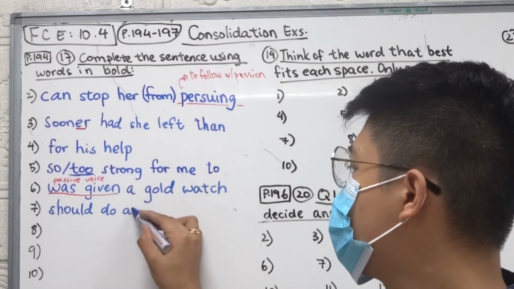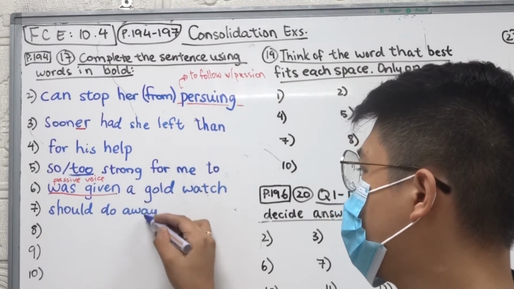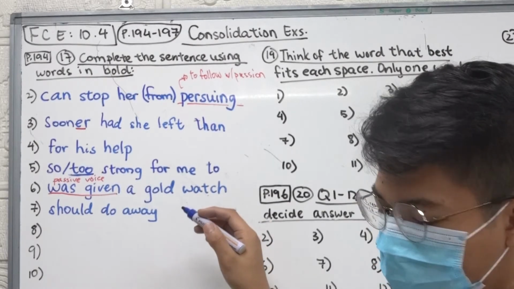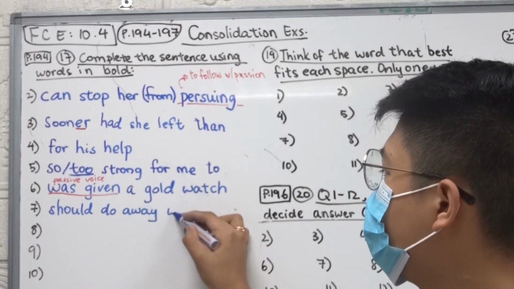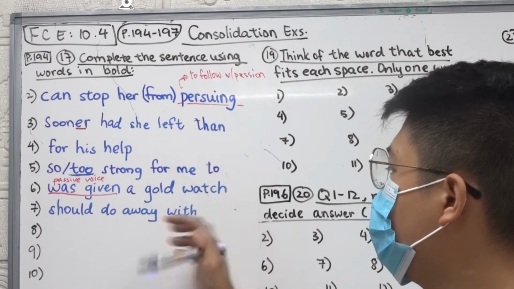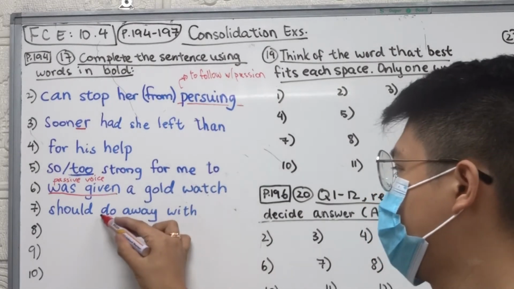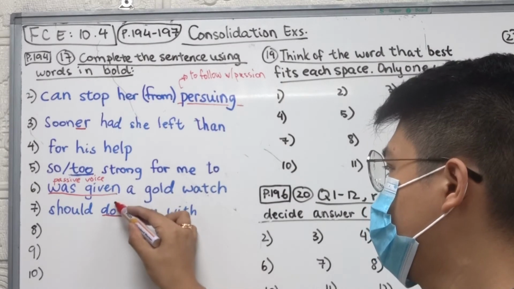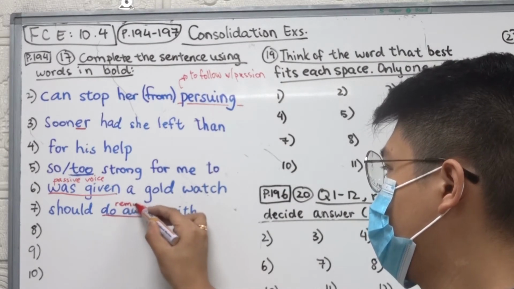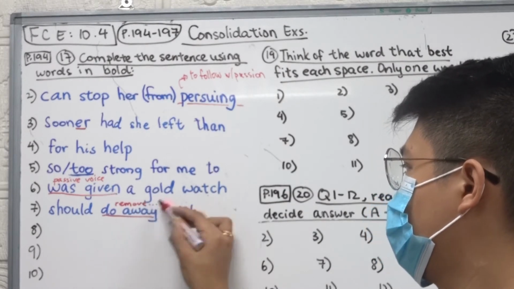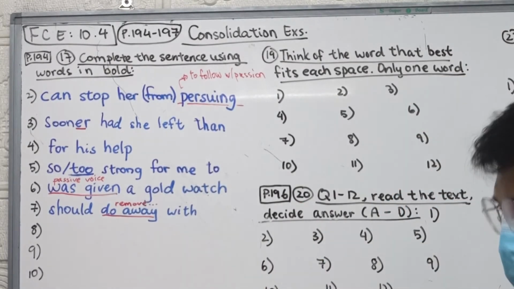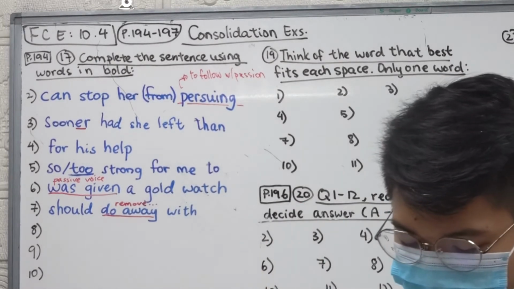Do away means to remove or abolish. Should do away with, okay? So do away with, it's always this connotation of words, okay? Do away with. So remove, abolish, take away, do away, okay?